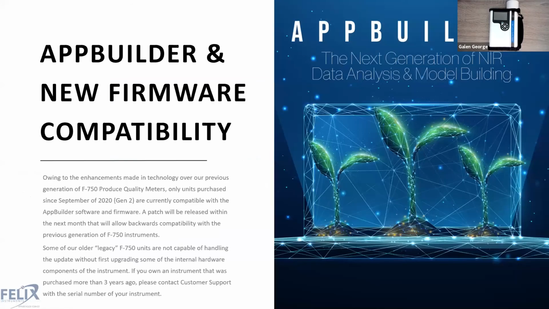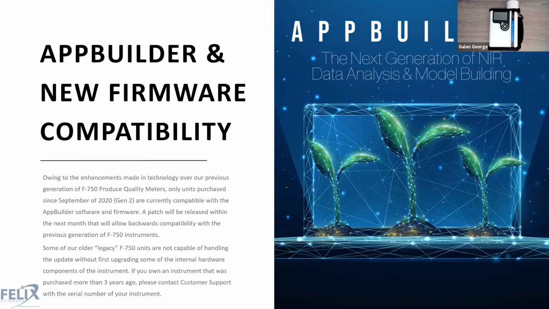So now that I've shown you all of the great new features of AppBuilder and the new firmware, we need to talk a little bit about the compatibility of AppBuilder and the new firmware. Because we made such big strides in enhancing the technology over our previous generation of the 750 Produce Quality Meters, right now only units that were purchased since September of 2020, which is our Generation 2 instruments, are currently compatible with this AppBuilder software and firmware.